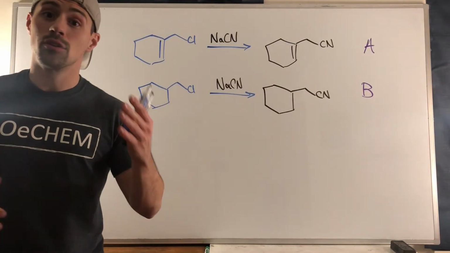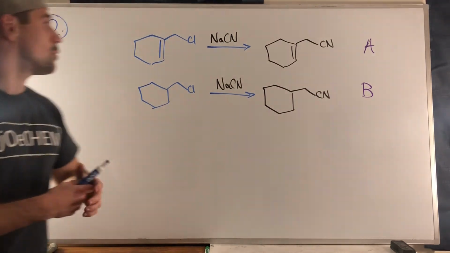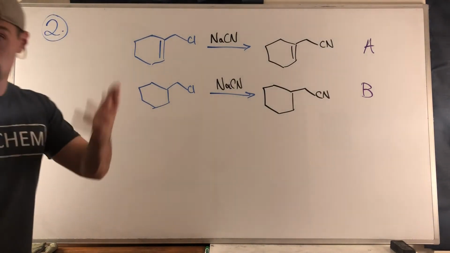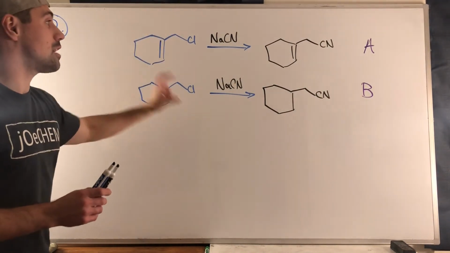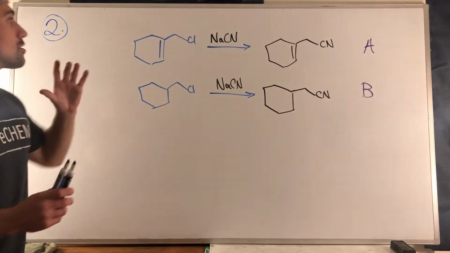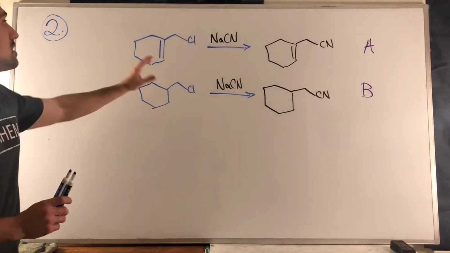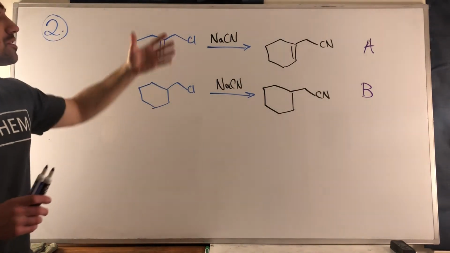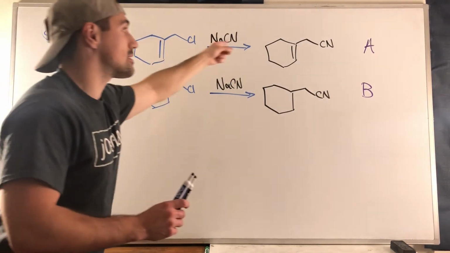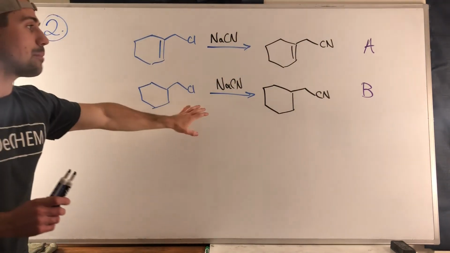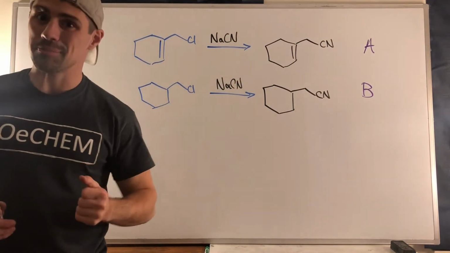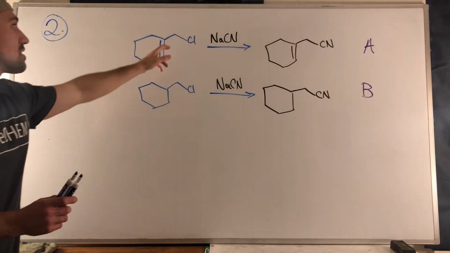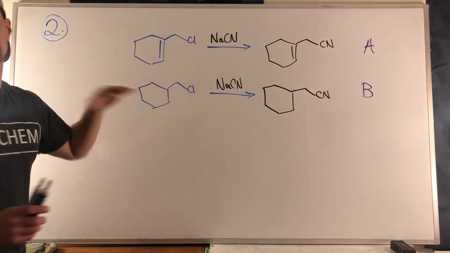Okay, gang, rolling on into problem 2. We are given two different reactions, reaction A, reaction B. And they are both SN2 reactions. You can see that we have an alkyl chloride, we have sodium cyanide, CN minus will attack from the backside, replace the chlorine, and that's exactly what happens down here. However, I think you can spot the difference, right? One is an allylic halide and the other is not.